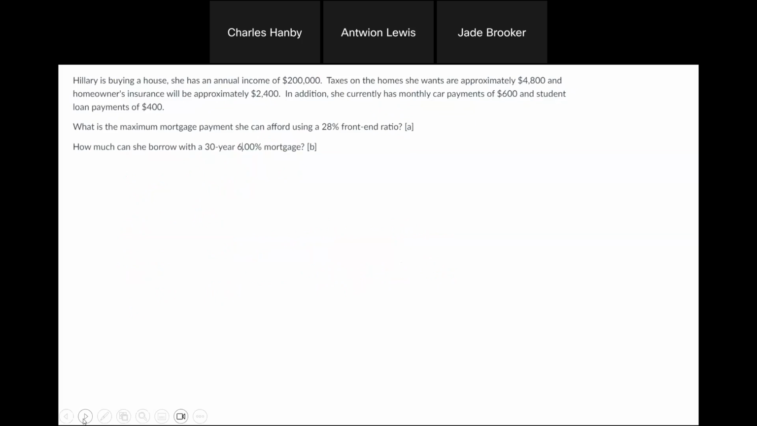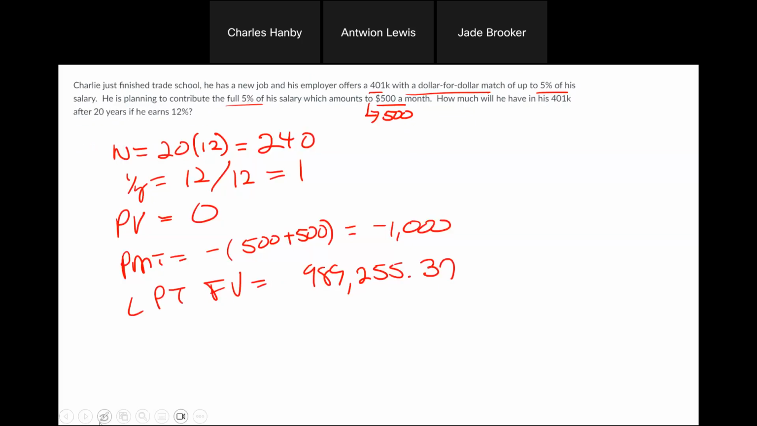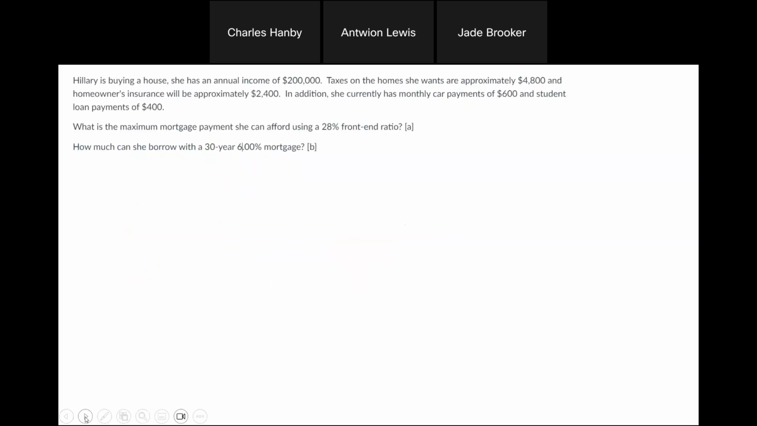Any questions there? No, sir. That was a problem similar to the past. Okay. So we'll have two of these types of questions. This is the front end ratio, and then the next one will be a back end ratio. And all you have to remember is the back end ratio, you take out the other debt. When we're considering front end ratio, the other debt doesn't matter.